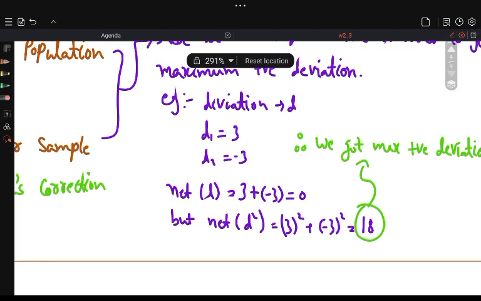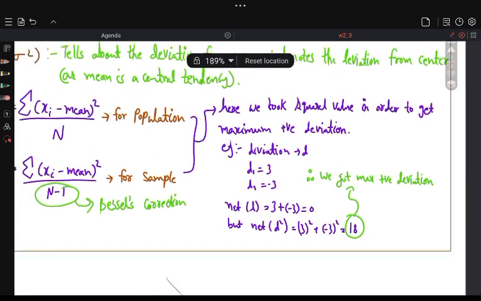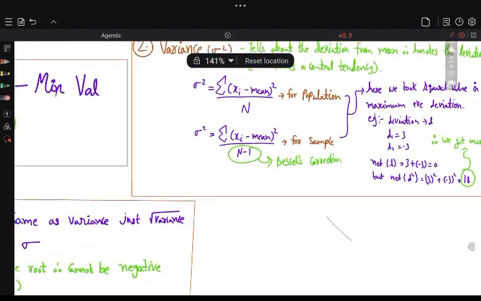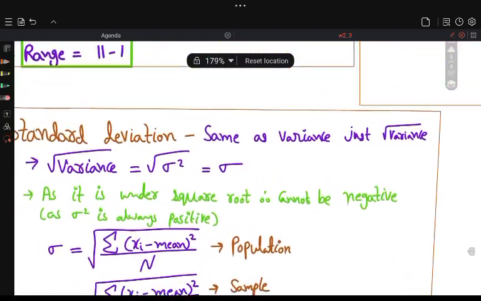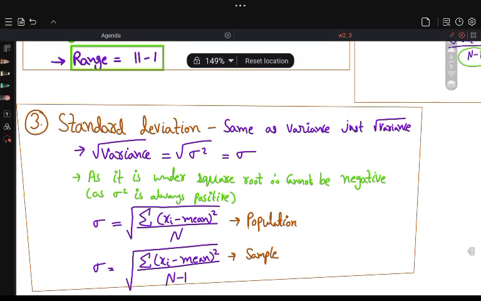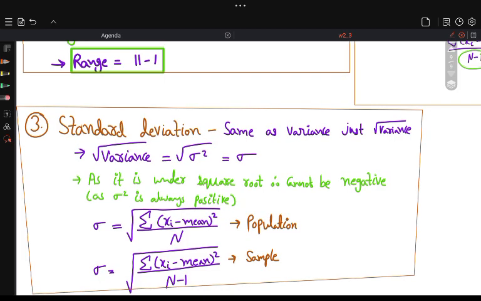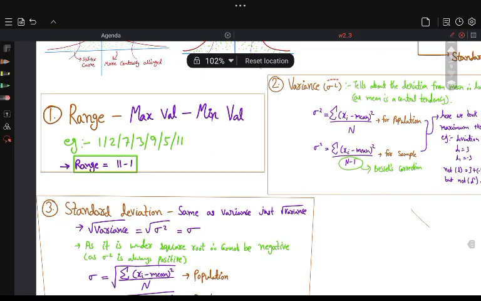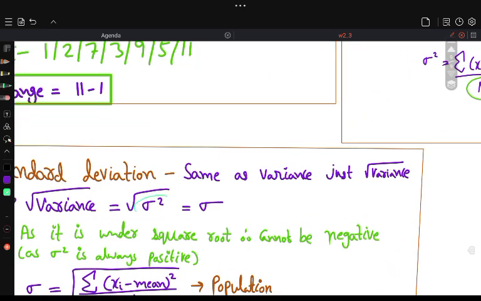But this is actually greater than the deviation we actually thought. As we took the square, we should also take the root, to compensate for that square. It was not compensated in the variance. So in order to compensate, we took the square root of that variance. Variance is represented by sigma square, and standard deviation is simply represented by the square root of sigma square, that is, sigma.